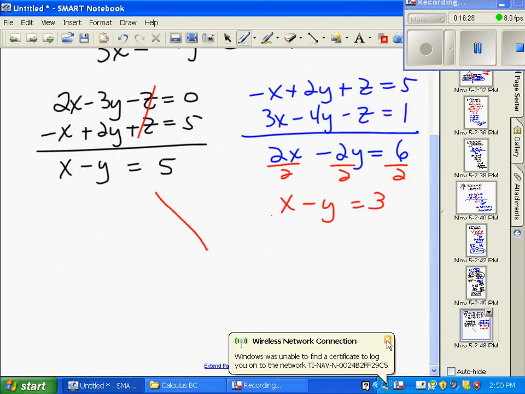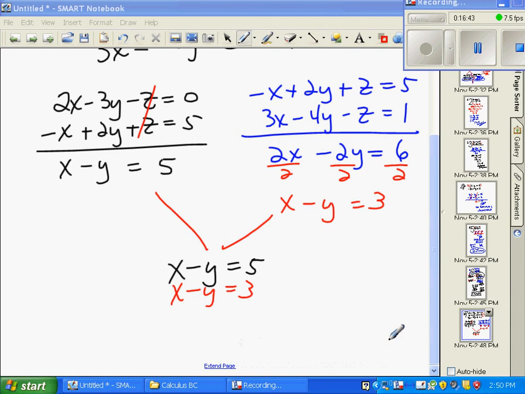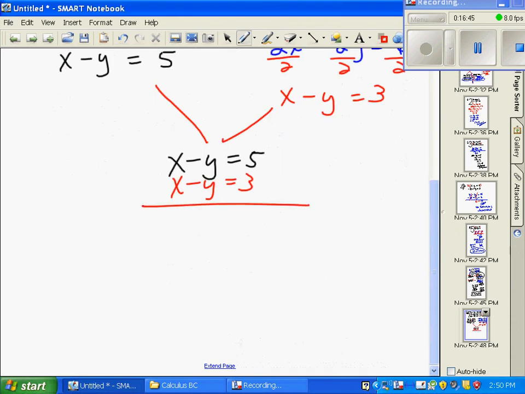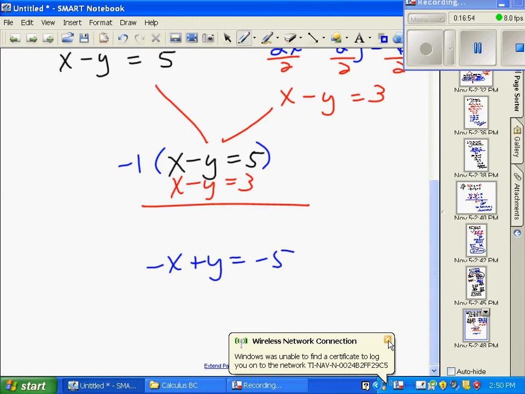Okay, now we take and put those two equations together. So here's my x minus y equal to 5, and here's my red equation, x minus y equal to 3. Well, you probably already saw that maybe that's not going to work. So if I multiply the top equation maybe times negative 1, what I get is negative x plus y equal to negative 5, and x minus y equal to 3.